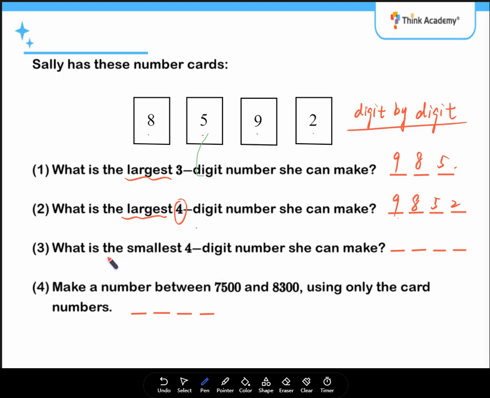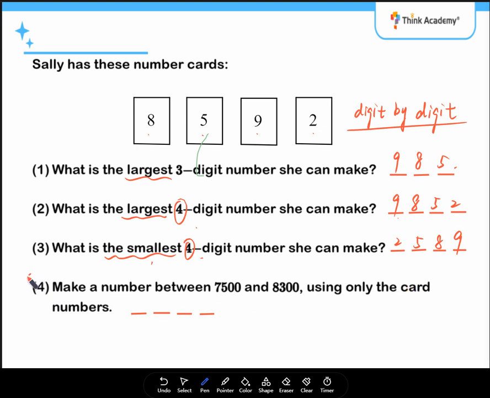And then, if what we need to do is the smallest 4-digit number, tell me which one we should begin with. What's the first digit? Very good, this time we start from small to bigger numbers. So that's 2, 5, 8, and 9. Am I right? That's not that difficult, so I will just go through it very fast.